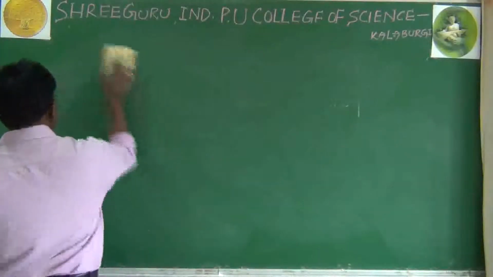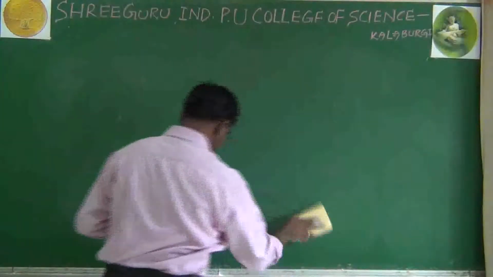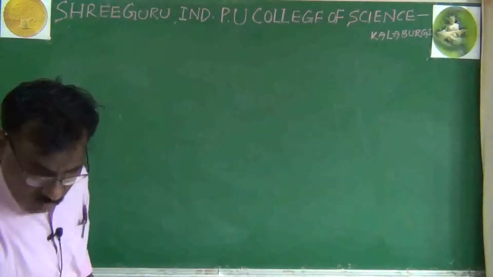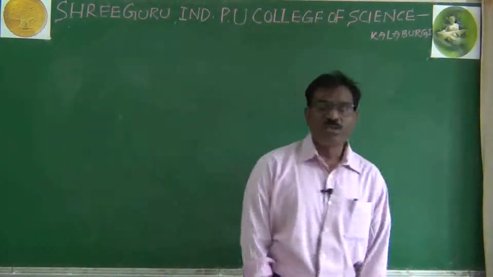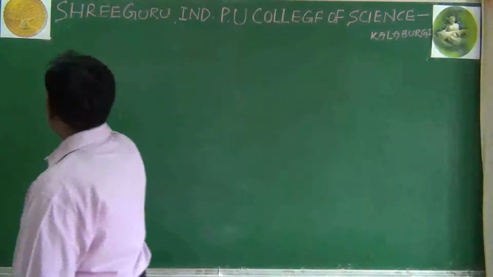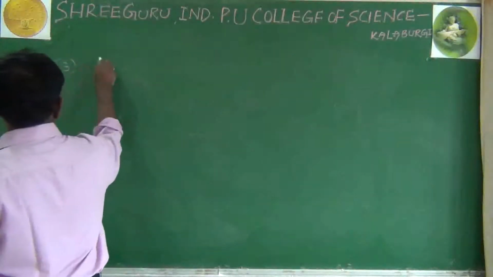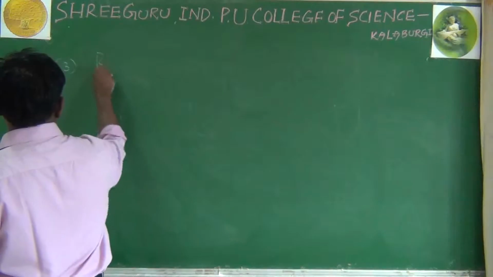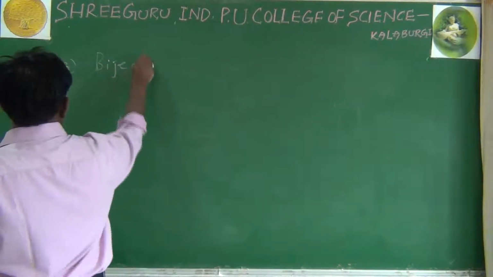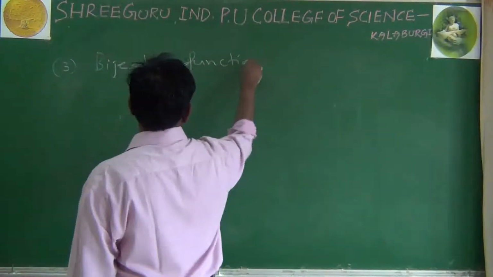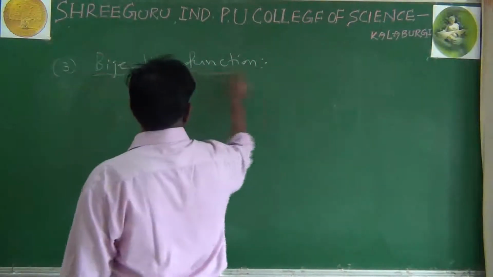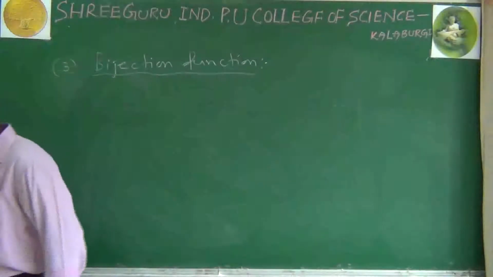Next definition. One is called an injective function, and onto has another name, surjective. Number three, bijection function.